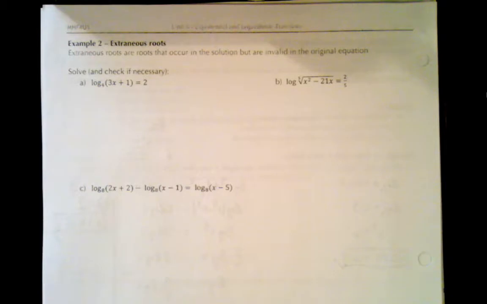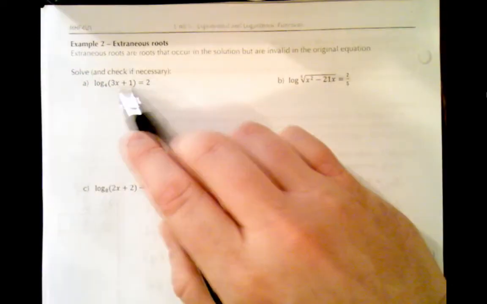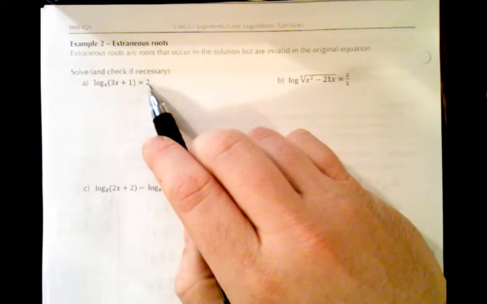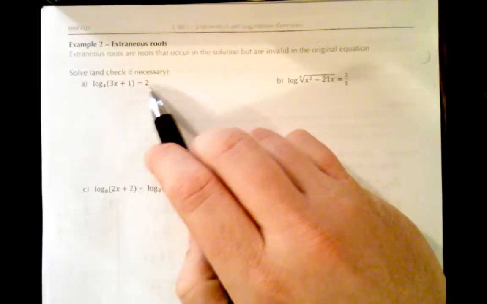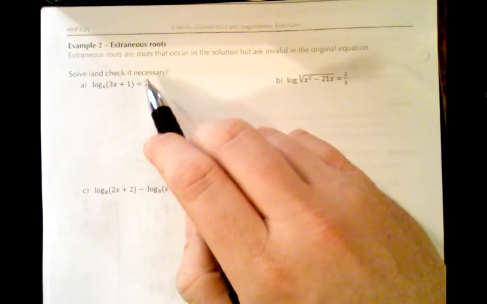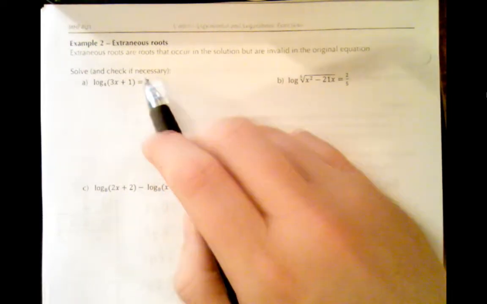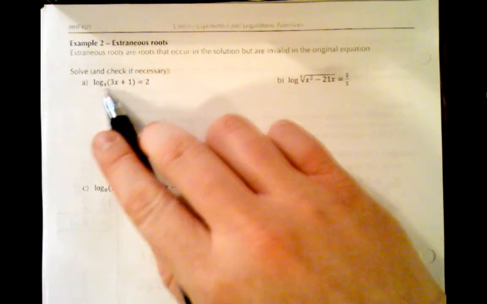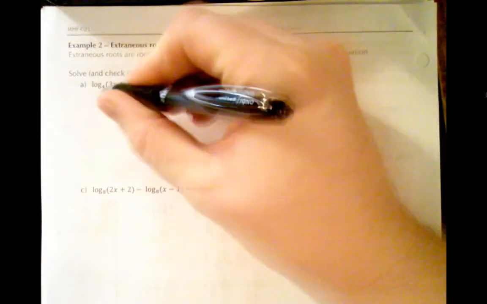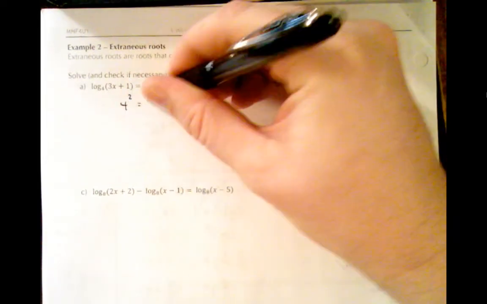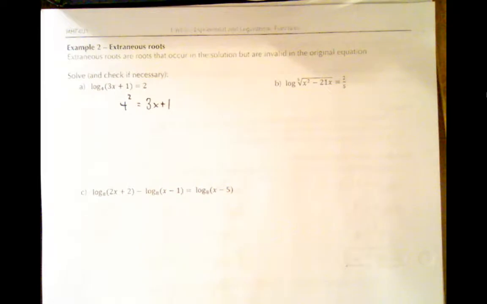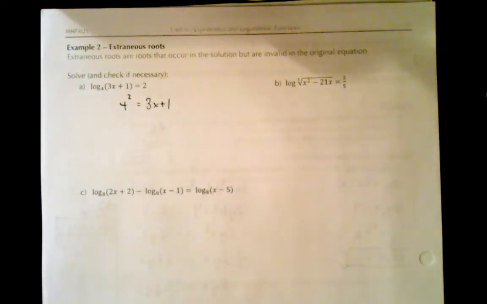So let's do a couple examples here, and then there's one for you to try at the bottom after. The first one here is the log of 3x plus 1 base 4 equal to 2. When you have a logarithm equal to a single value, the easiest way to solve this is to rewrite it as a power, using 2 as the exponent and 4 as the base, and this argument as the answer. So if we rewrite this as a power, we would just have 4 to the exponent 2 equal to 3x plus 1. And now it's actually a pretty easy linear equation to solve.